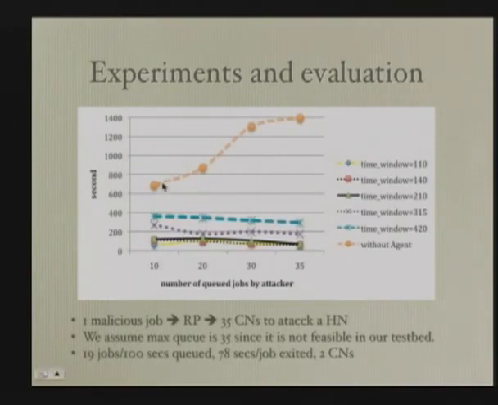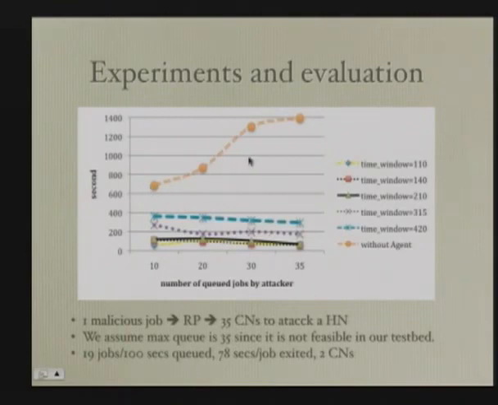The x-axis means the normal job is submitted to the queue when the malicious attacker's job fills the queue 30%. We assume that the size of the queue is 35. So, which means when the queue is filled at 30%, 60%, 90%, and 100%.